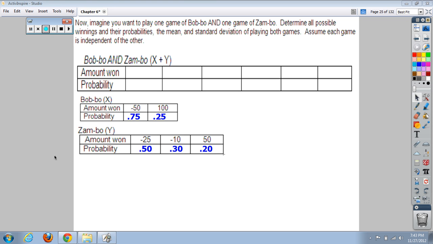Alright, video number 4. We're going to continue on with looking at our two games we talked about in the last video, Babbo and Zambo. And in the last video we talked about playing those two games separately from each other. We talked about playing Babbo and Zambo multiple times and how that really affected the mean and standard deviation for each of them. And we also discussed what would happen if we would add a certain amount, or you could subtract a certain amount, from all of your possibilities for your random variable, for your winnings for both games, and how that affected the mean and standard deviation.